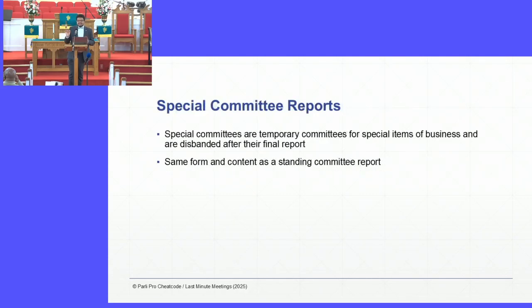And the first S in MRS UN is special committee reports, essentially the same form and content as standing committee reports. The only difference is a special committee is appointed for a temporary purpose, and once they've done their final report, they are disbanded. That is the difference between the two.